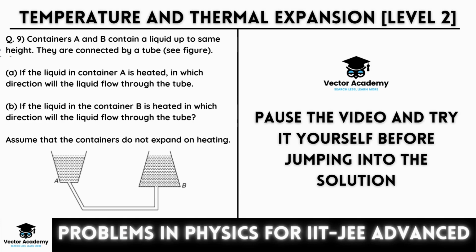Question 9. Containers A and B contain a liquid up to the same height. They are connected by a tube. See figure. A. If the liquid in container A is heated, in which direction will the liquid flow through the tube? B. If the liquid in container B is heated, in which direction will the liquid flow through the tube? Assume that the containers do not expand on heating. We at the Vector Academy recommend to pause the video and try it yourself before jumping into the solution.